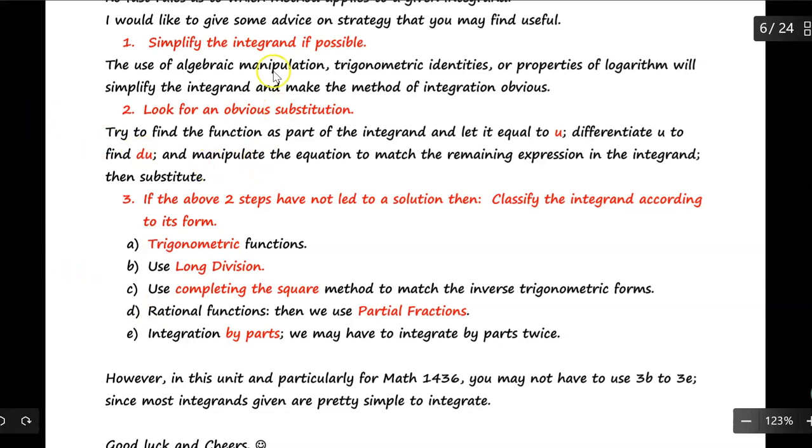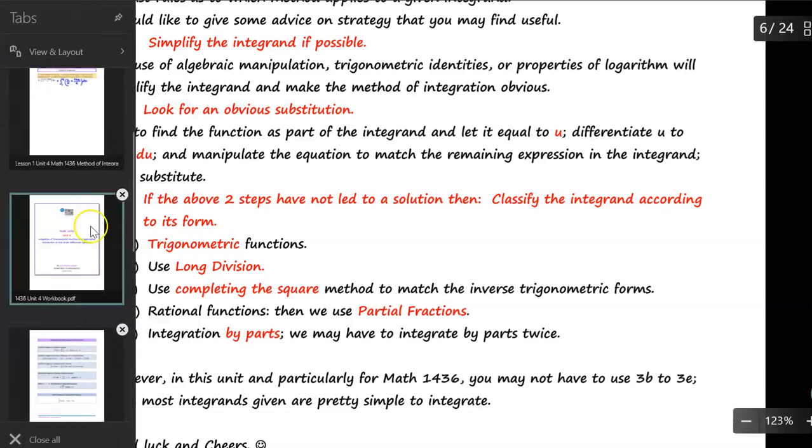Okay, so again, can I repeat this for everyone? You simplify the integrand if possible. You have to make sure that you apply the correct algebra in order to simplify. And then you look for the obvious substitution. Then we go from there. So let's concentrate on these two. We have to do a few examples in order for you to figure out how to work with integration of the transcendental function.